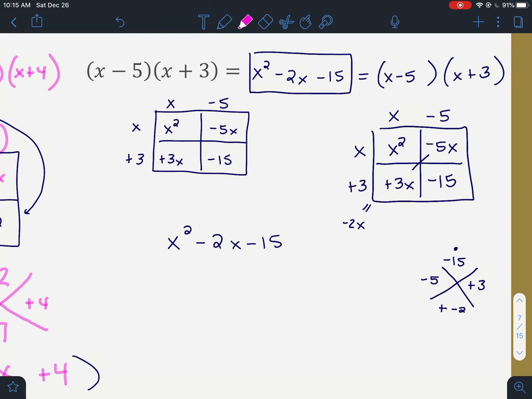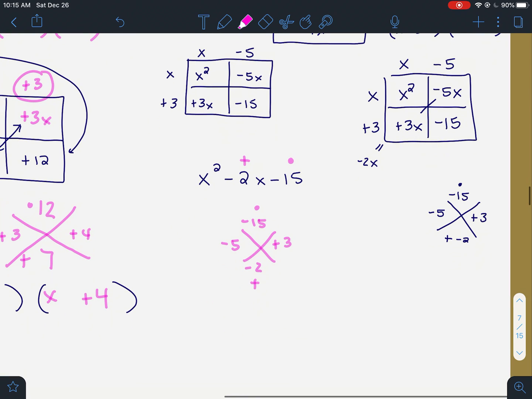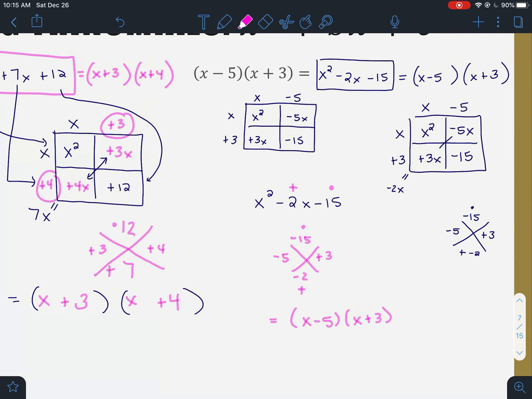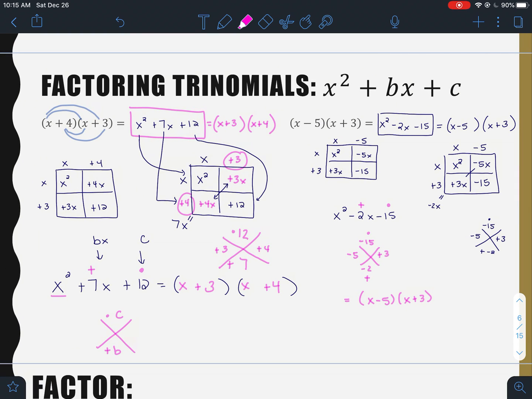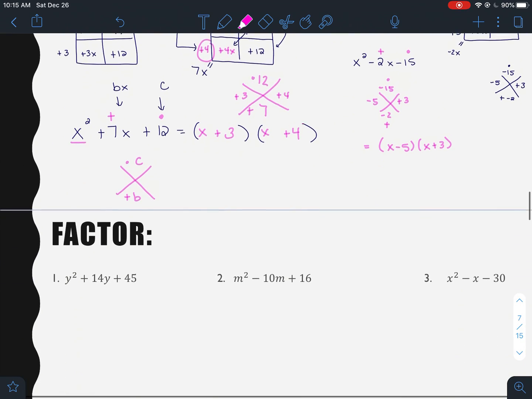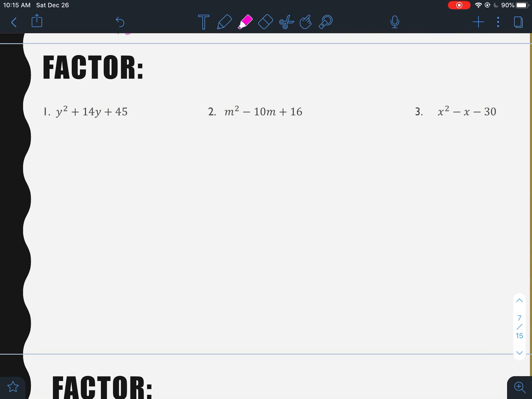Or if you looked at the original problem, x squared minus 2x minus 15, I need to find two numbers that multiply to c and add to b. So I want two numbers. When I multiply them, I get negative 15. And when I add them, I get negative 2. So that would be negative 5 and positive 3 like we just said. And so this would break down into x minus 5 and x plus 3. So whatever method you like the best or whatever one makes the most sense in your mind, you can use that method. And so that's going to be factoring trinomials of the form x squared plus bx plus c.